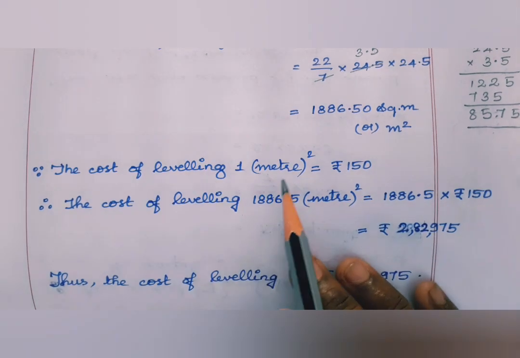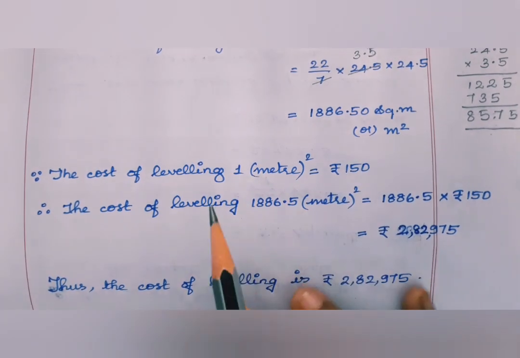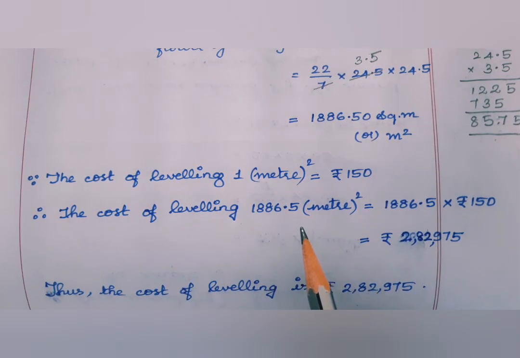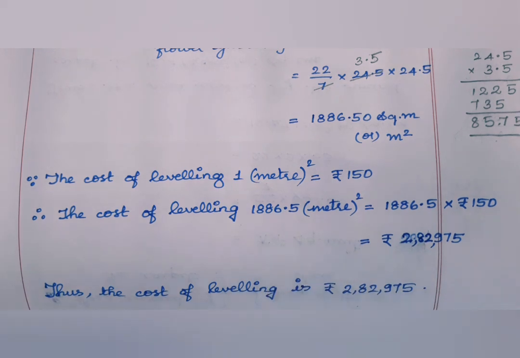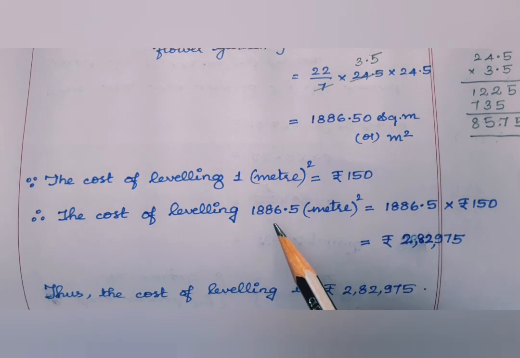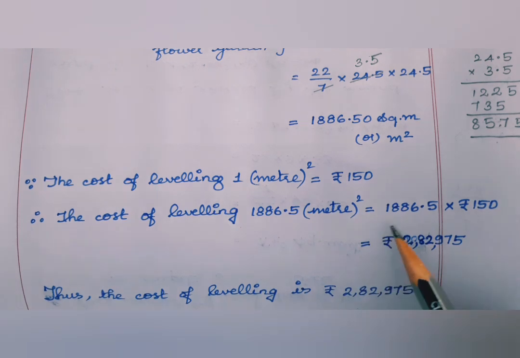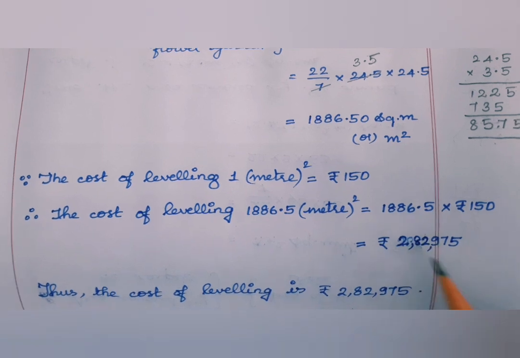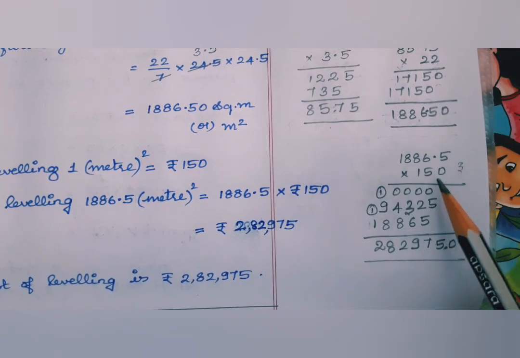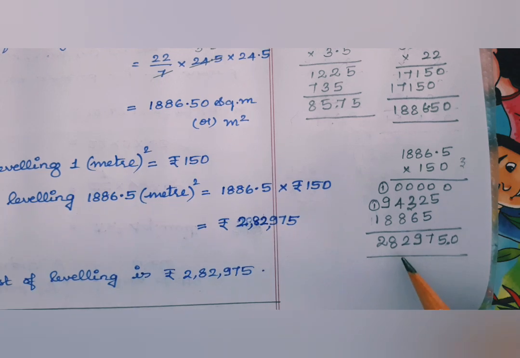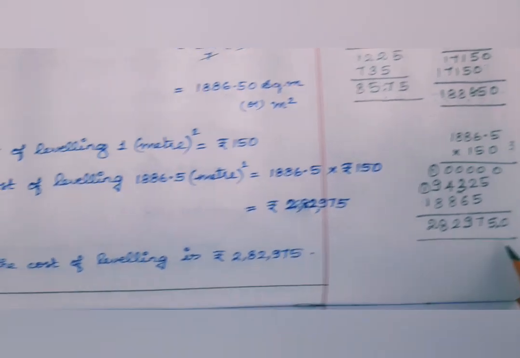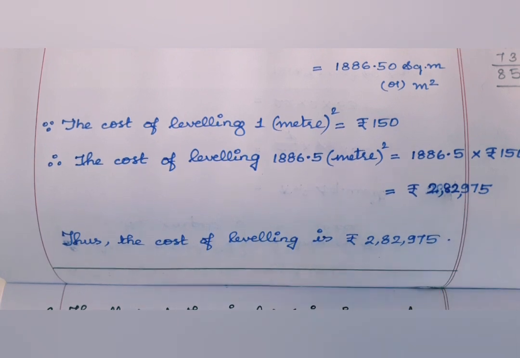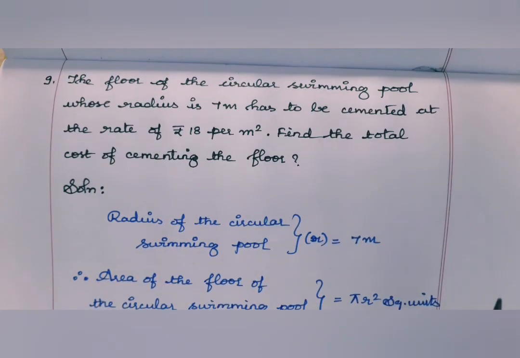Since the cost of leveling 1 meter square is equal to rupees 150, therefore the cost of leveling the area of the flower garden, which is 1886.5 meter square, is equal to 1886.5 into rupees 150. When you multiply 1886.5 into 150, you are getting 2,82,975. Thus the cost of leveling is 2,82,975 rupees. Clear? Okay, we'll move on to the ninth question.